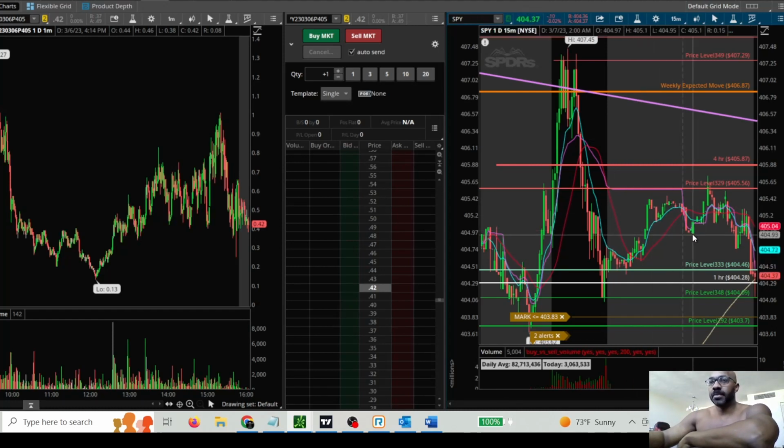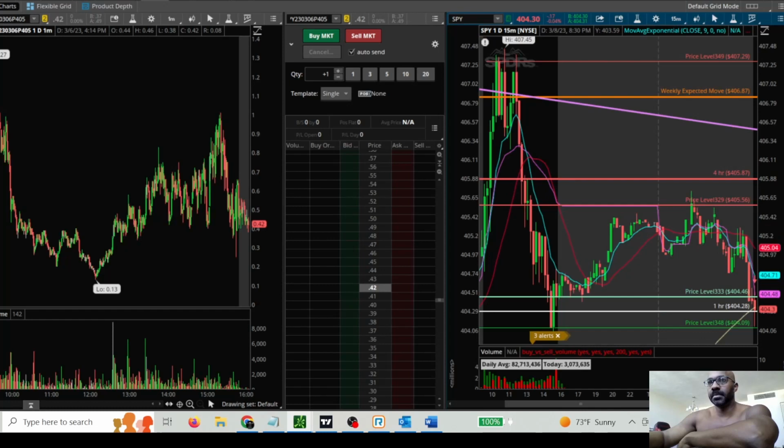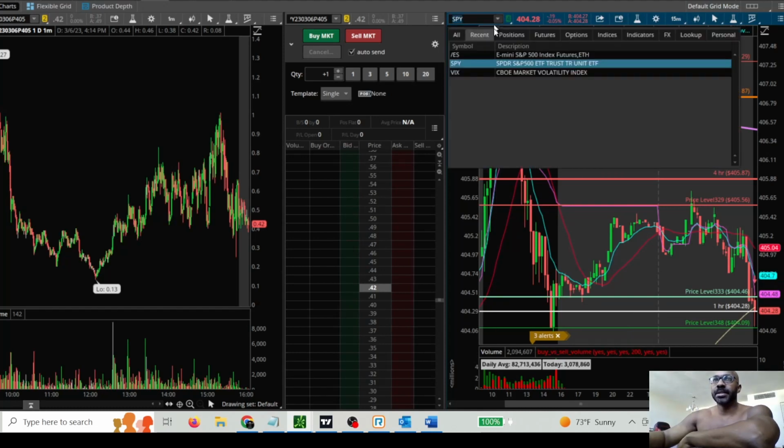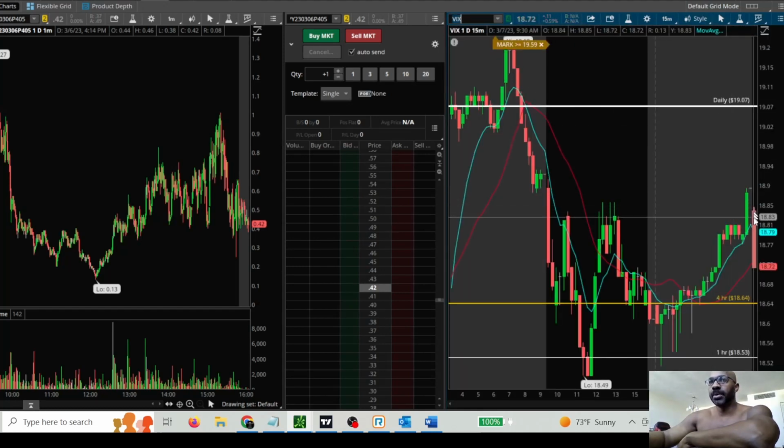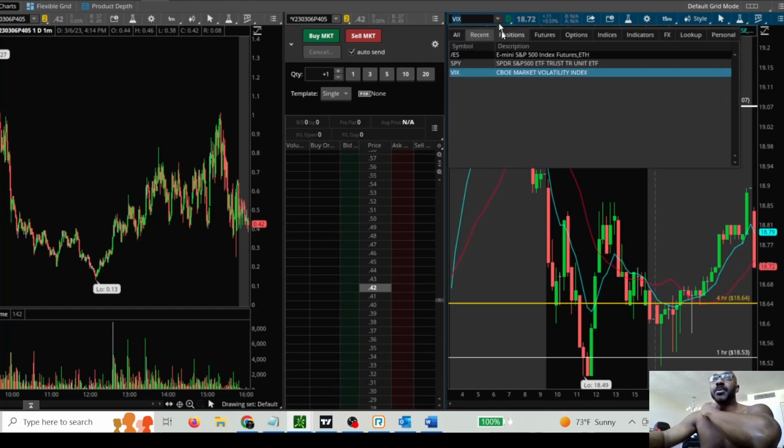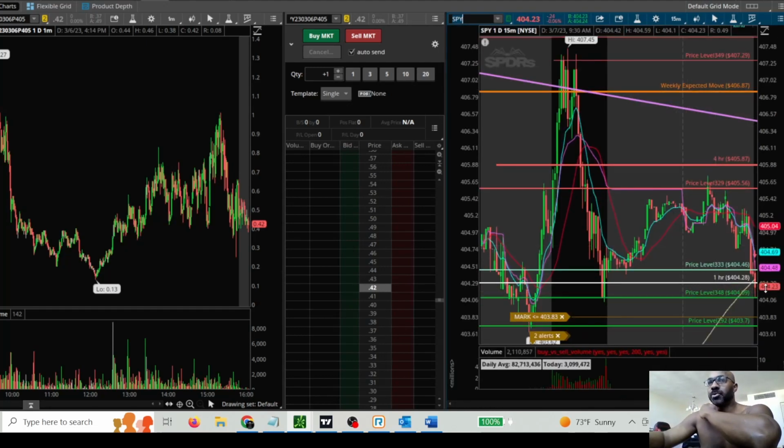Although it would seem from this view, this is 50 minutes right, that we are basically going nowhere. What is weird though is that on VIX we are dropping, which is weird. We're dropping on VIX even though we're also dropping on SPY. You know, that makes no sense. On ES we are still above support.